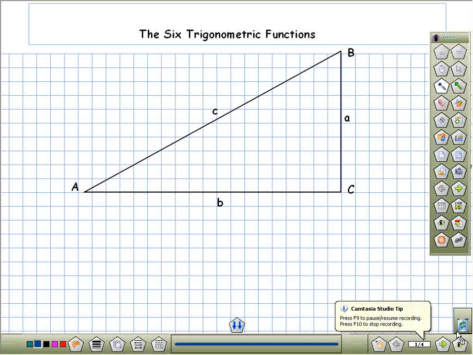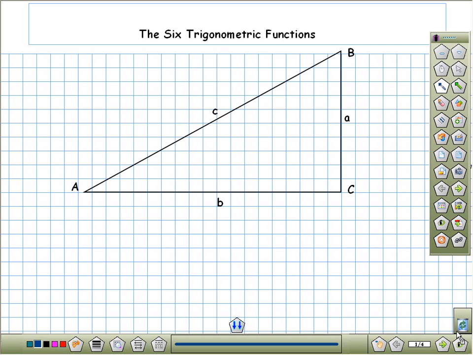Okay, so we're going to start talking about the 6 trigonometric functions. And in pre-calculus we talked about a lot of different types of functions. Polynomials, rational functions, exponential functions, logarithmic functions. For this semester we're going to spend our time talking about these 6 trigonometric functions.